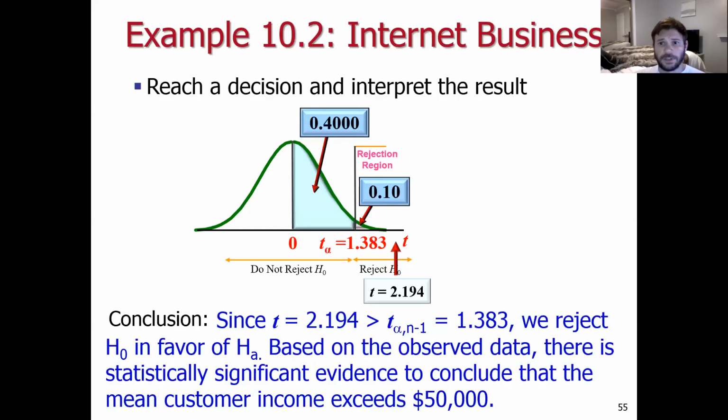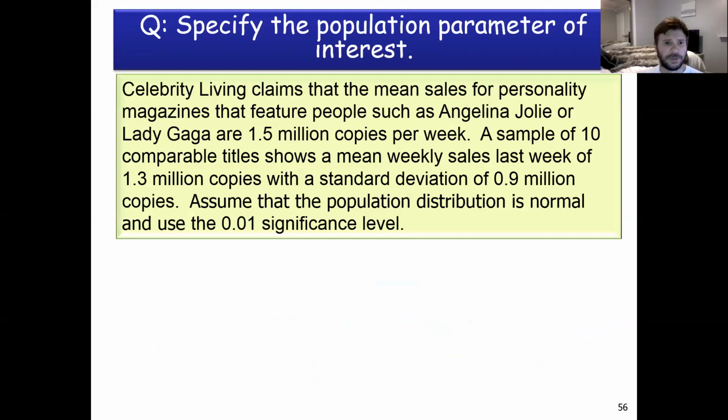So let's take a look at another example, when we have a two-sided, two-tailed test. In this next situation, Celebrity Living claims that the mean sales for personality magazines that feature people like Angelina Jolie or Lady Gaga are 1.5 million copies per week. So not greater than, not less than. The null hypothesis here is going to be that they are selling 1.5 million copies per week.